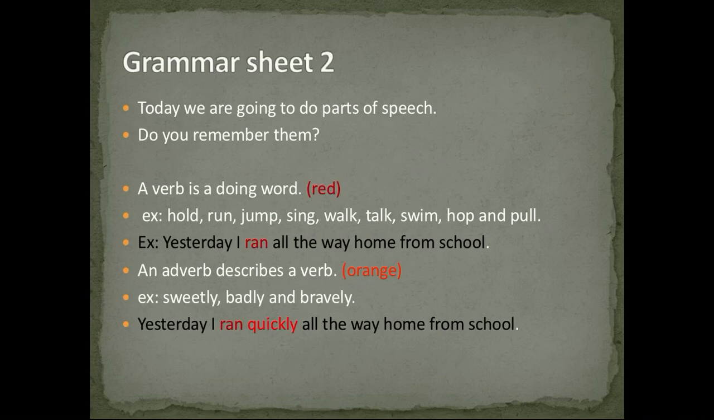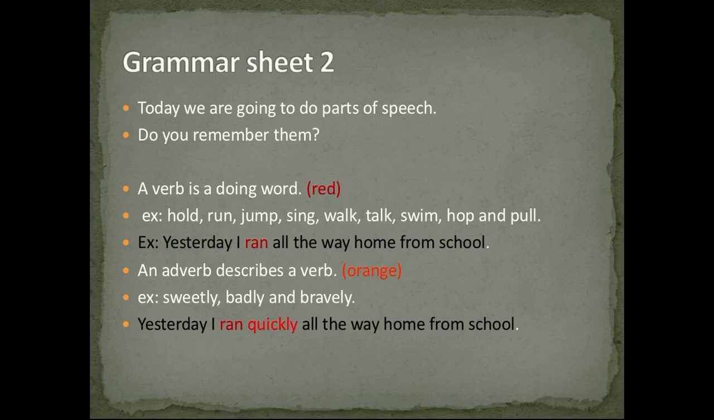Now what is a verb? A verb is a doing word. Thus everything you do is a verb. We normally write it in red or we underline it in red. These are examples for verbs. So we have hold, run, jump, sing, walk, talk, swim, hop, and pull. All of these are verbs. It's a doing word. That's because all of these are things that we can do, that we call it a doing word or a verb.